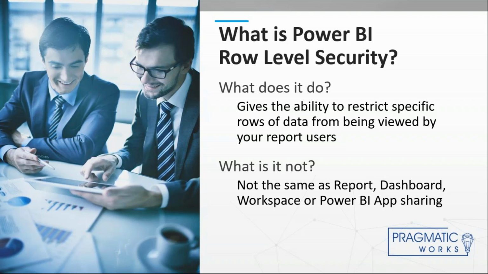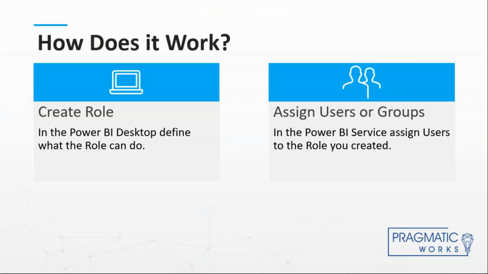One is content sharing, which is not what we're focused on. What we are focused on, of course, is data sharing. Okay, so how do we set up row level security? Really, regardless of how complex or simple your example is, it's a two-step process. The first step is in the Power BI desktop, where you're going to create a role. And the role that you're going to create defines how the rows inside of your model should be restricted. That's all done within the Power BI desktop.